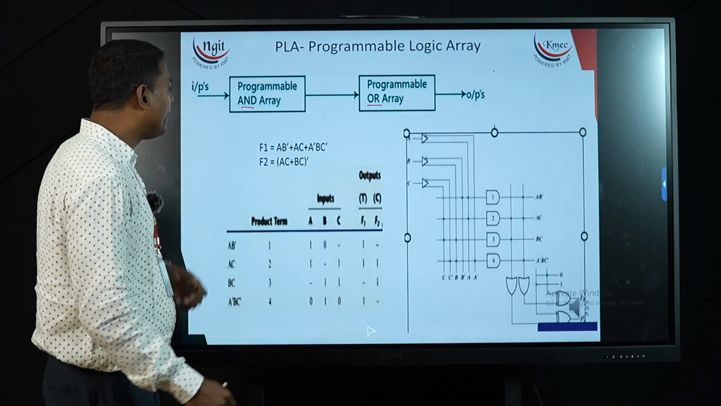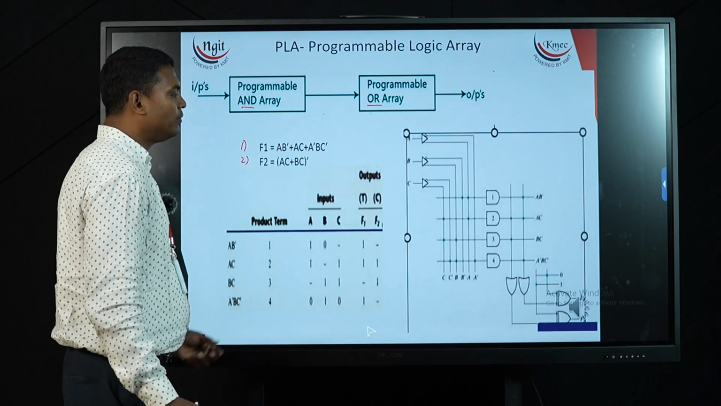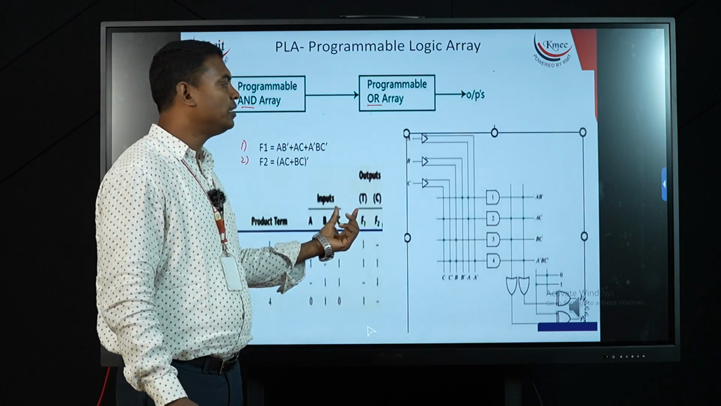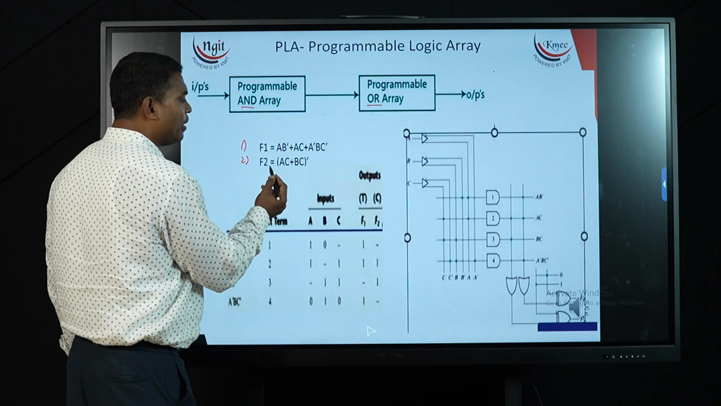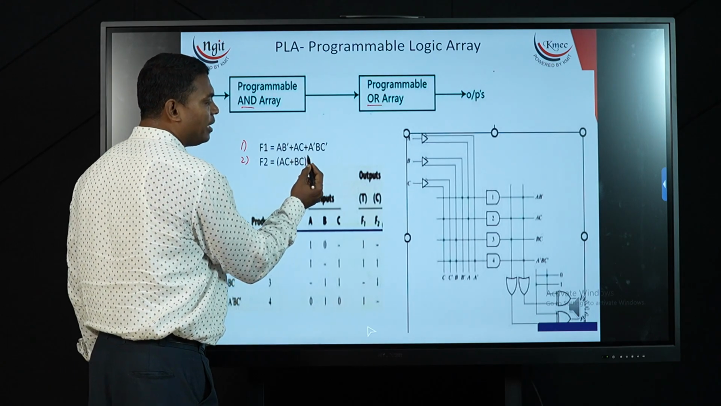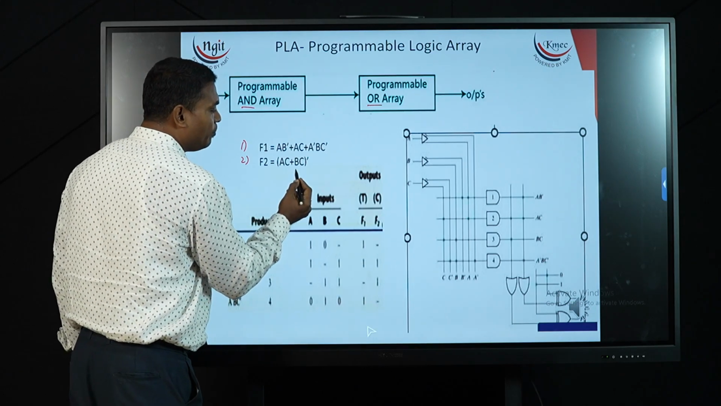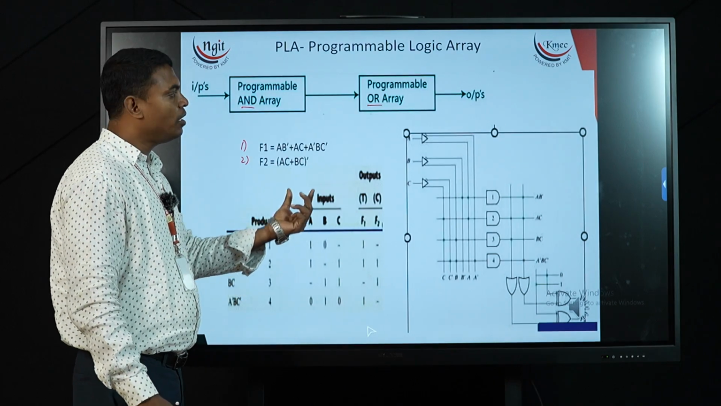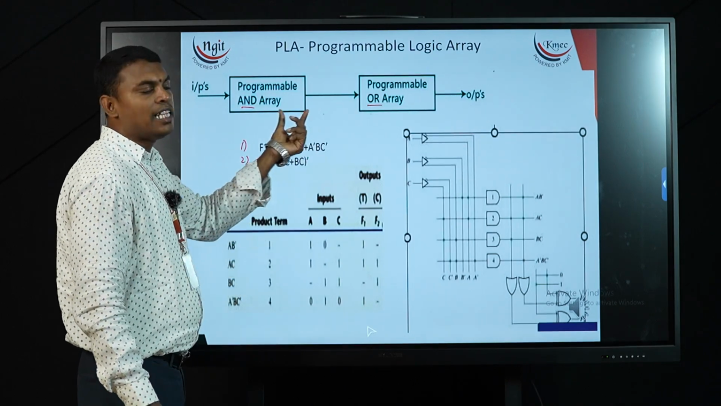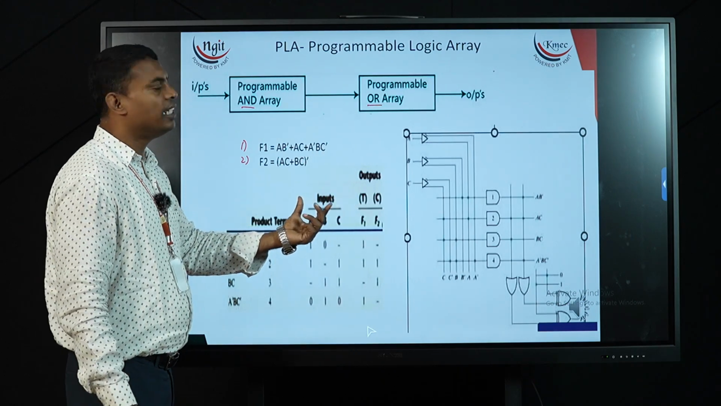Now for example, I have taken two functions here, the first function and second function, which I need to implement onto a PLA. Now my first function is f1 = ab' + ac + a'bc', and f2 = (ac + bc)'. So these two functions are to be implemented onto this AND array as well as OR array, producing my complete logic as a PLA diagram.